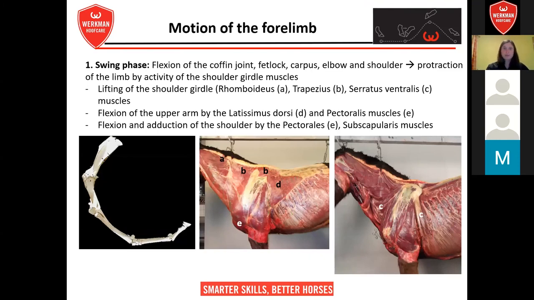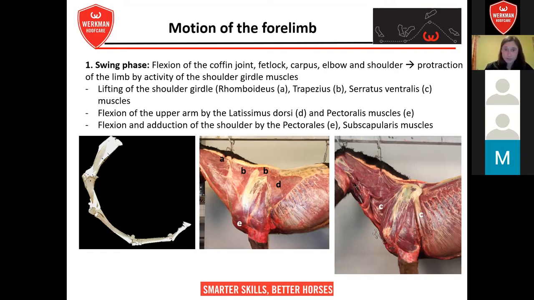And as we said, in the first part of swing phase, we have a flexion of all joints. So the coffin joint, fetlock joint, carpus, elbow, shoulder, all joints are flexed, and a protraction of the limb is more or less maintained or given by the activity of the shoulder girdle. So you don't need to know the names of the muscles. I just wrote them down, but it's important that you understand that the motion of the limb in the first part of swing phase is related to the activity of the shoulder muscles.